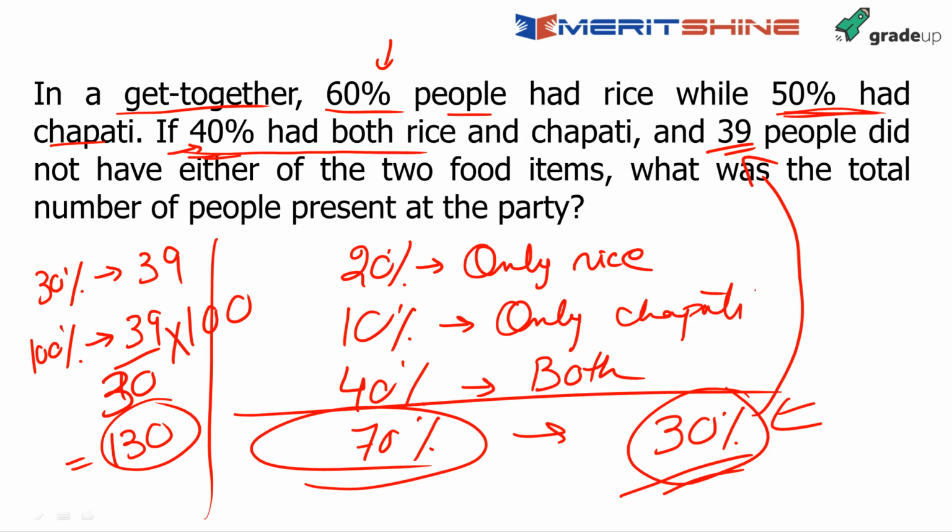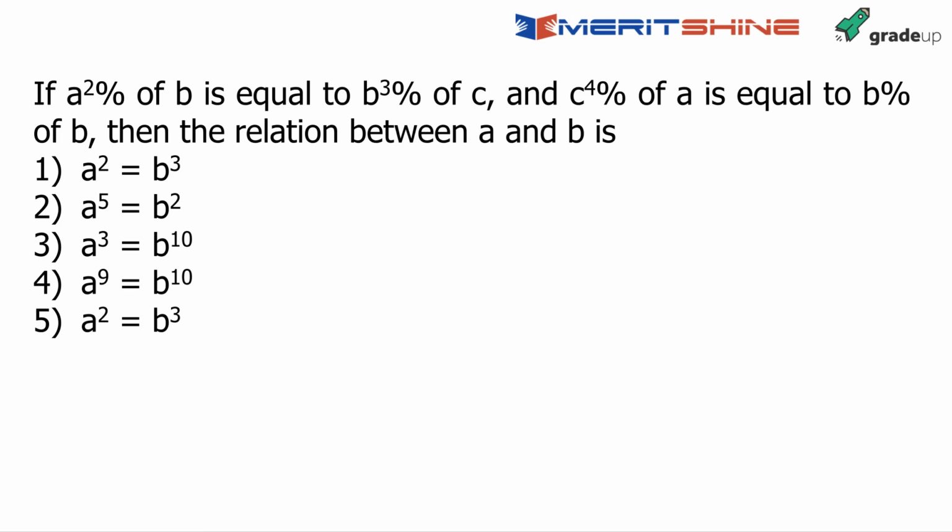I do not do complex calculations. If 30% is equal to 39, what is 100%? 100% is the total population who were there at the get together. 30% is 39, so 100% becomes 130. That's my answer to this question. Alright, I hope all of you understand this. Let's move forward, and this was the last one.